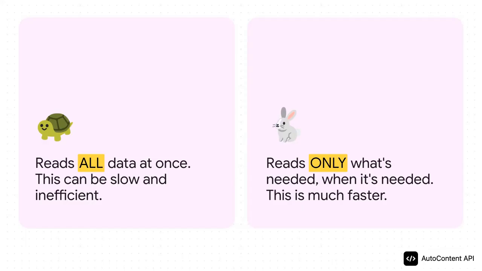Let me put it this way. The old school method is like being told you have to read an entire encyclopedia from cover to cover just to find out one tiny fact. It reads everything all at once, which, as you can imagine, is super slow. Durin's lazy approach is way smarter. It only reads the exact piece of the blueprint the developer asks for, and only when they ask for it. The difference in speed is, well, it's massive.